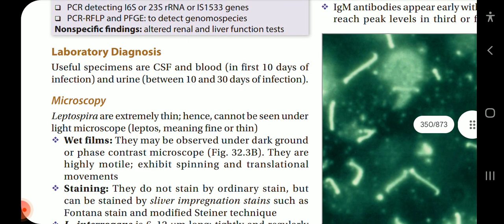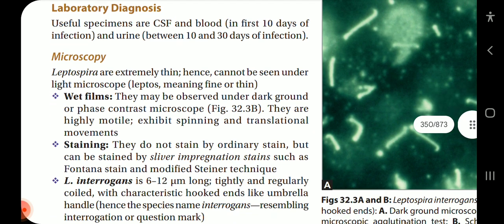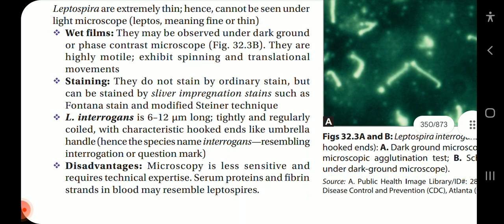Now comes the laboratory diagnosis. Useful specimens are CSF and blood, as we have discussed, in the first 10 days of infection, and urine between 10 to 30 days of infection. Alright, about microscopy, Leptospira are extremely thin, hence cannot be seen under light microscope. Leptos means fine or thin. Wet films, they may be observed under dark ground or phase contrast microscope.